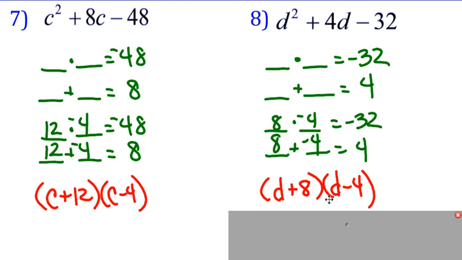D times d, that's d squared. D times negative 4, that's negative 4d. 8 times d, that's positive 8d. Well, the positive 8d and the negative 4d brings you back to your positive 4d. And 8 times negative 4 is negative 32. So you factored it correctly.